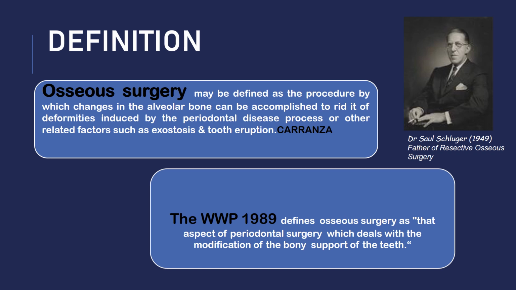Okay, so Dr. Oschenbein in 1949 is known to be the father of resective osseous surgery. In the World Workshop of Periodontology in 1989, osseous surgery is defined as that aspect of periodontal surgery which deals with the modification of the bony support of the teeth, mainly the pocket elimination. So we studied about all the periodontal surgeries to remove the pocket. Actually, total pocket elimination could be maintained only with the removal of the bony content of the pocket. So this is basically reshaping the bone to a physiological form.